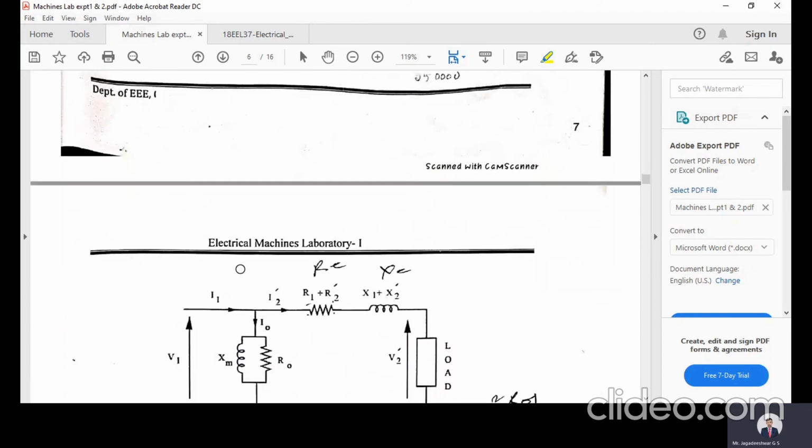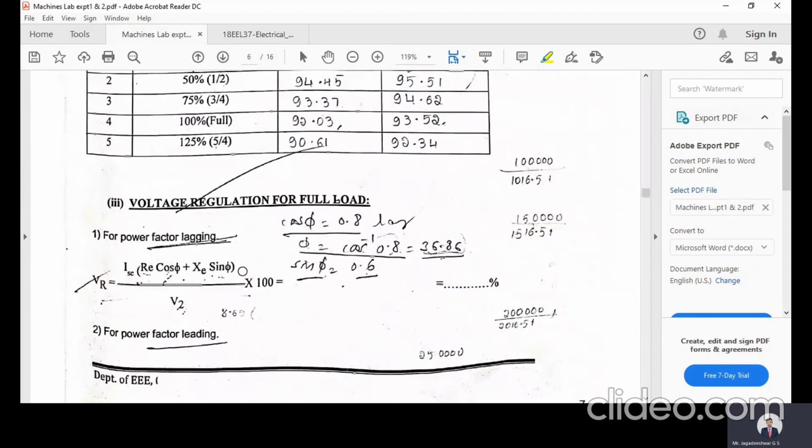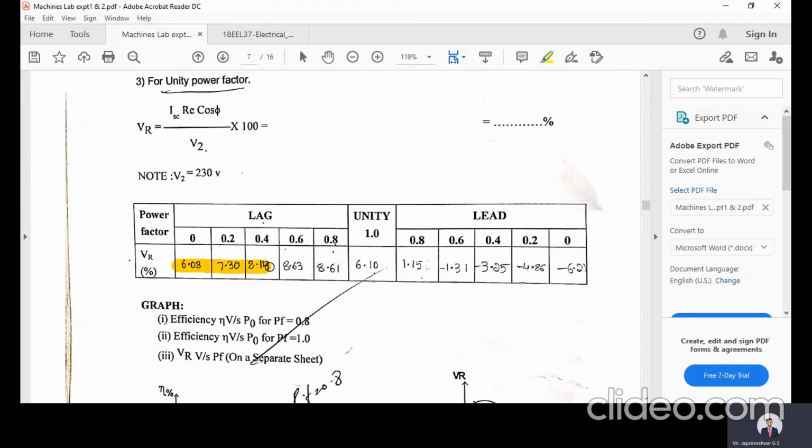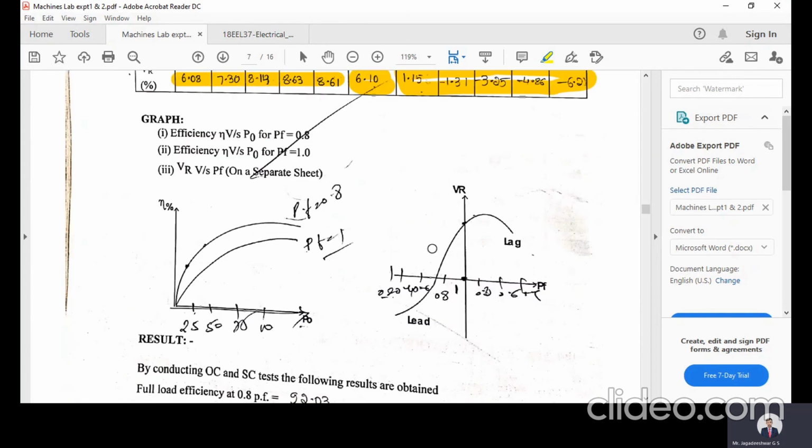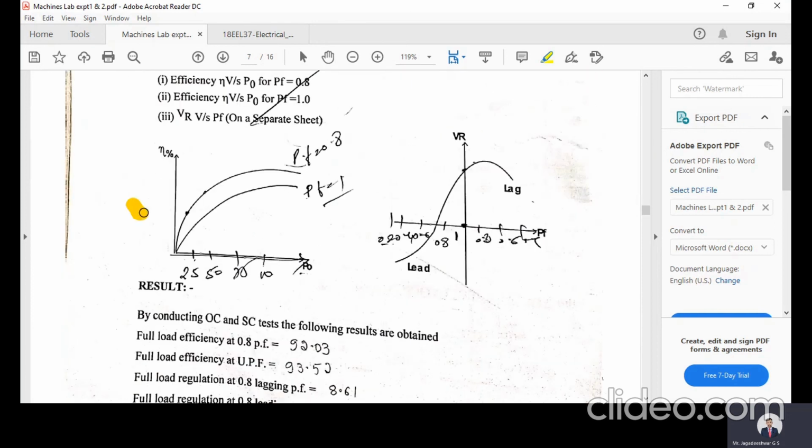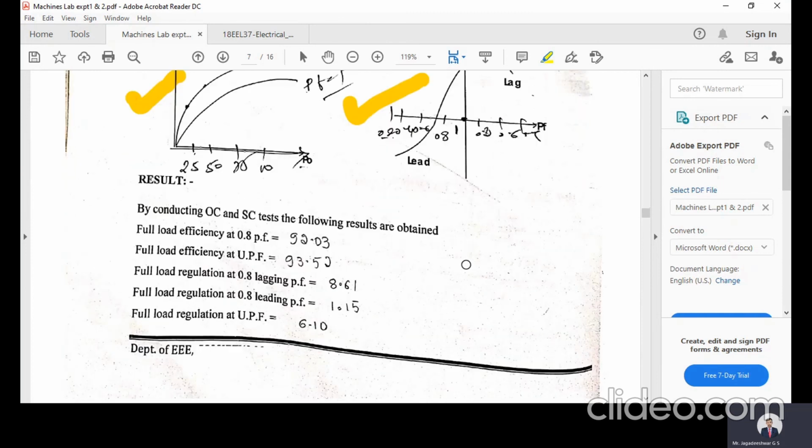Voltage regulation can be found out like this. Here you can make a note of voltage regulation in this tabular column. Here you can enter the values for lagging power factor. In this RHS, you can enter the leading power factor regulations, and here you can enter the unity power factor. Finally you can draw these graphs. One is efficiency versus fractional load and the other one is regulation versus power factor, and finally you can enter all the results like this. So it is the end of this experiment. Okay, thank you.